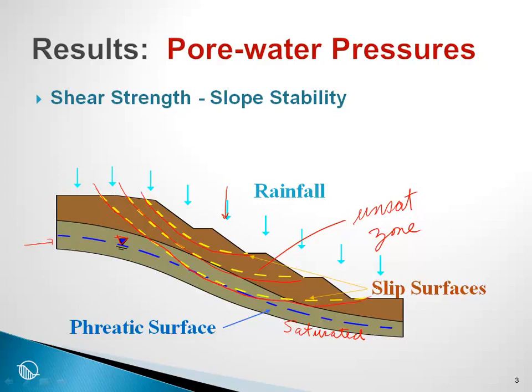So one of the primary reasons that we want to do a SEEP/W analysis is we want to define a pore water pressure distribution, and once we know the pore water pressure, we can define the shear strength both in the saturated and unsaturated zones, and then once we know the shear strength, we can use this in a slope stability analysis.